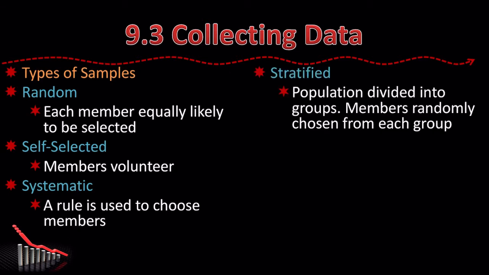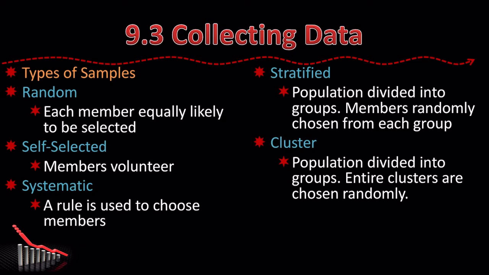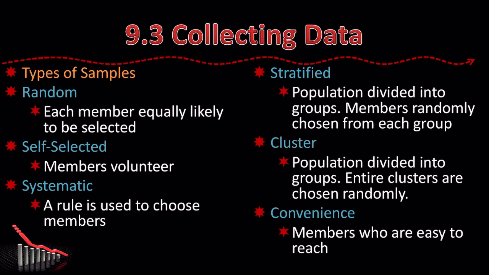There's also stratified. The population gets divided into groups, and then the members are randomly chosen from each group. So maybe you choose little kids, teenagers, and adults, or something like that, and then you randomly choose from each of those groups. Cluster. Population is divided into groups, and then the entire clusters are chosen randomly. So maybe you take a neighborhood and divide it by blocks. So each block is a cluster, and then you just survey a block. And then convenience, where you just choose the members that are easy to reach.